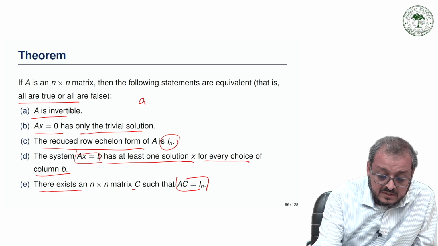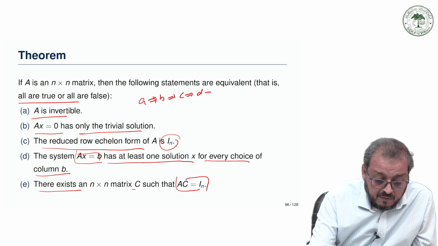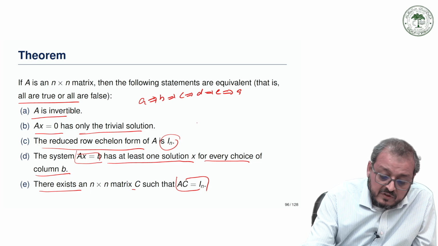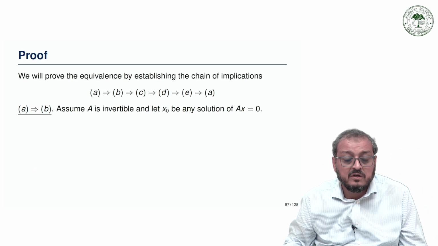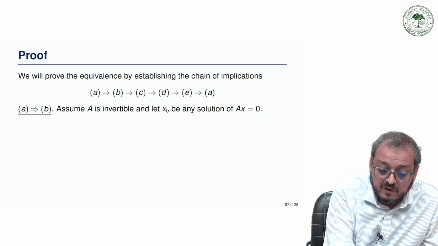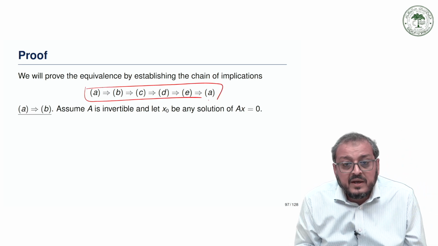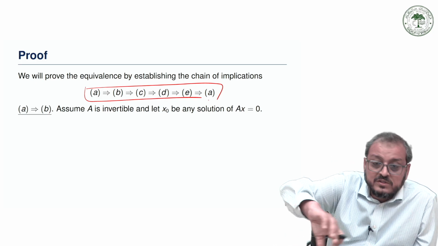All are equivalent means we show A implies B, and then B implies C. Then C implies D, and D implies E, and then E implies A. Then each and every one is equivalent to each other. So this is how we prove the equivalence in this form. We prove that A implies B, B implies C, C implies D, D implies E, and E implies A, then we have a whole circle.